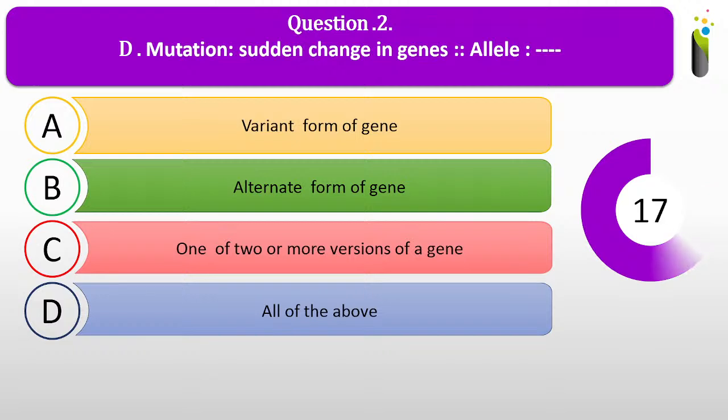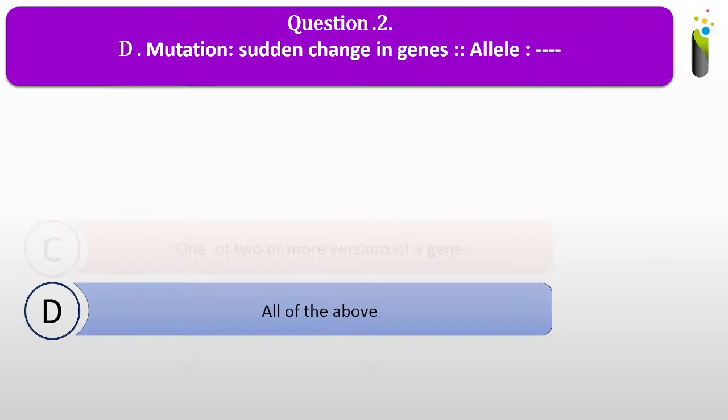So what should be the answer for question number 2, D? And the correct answer for this question, mutation, sudden changes in the genes, whereas alleles is all of these. Normally you will feel that it is alternate form of the genes, but if you read it correctly, you will understand it's all of the above.